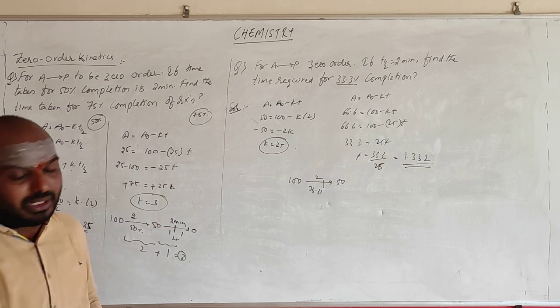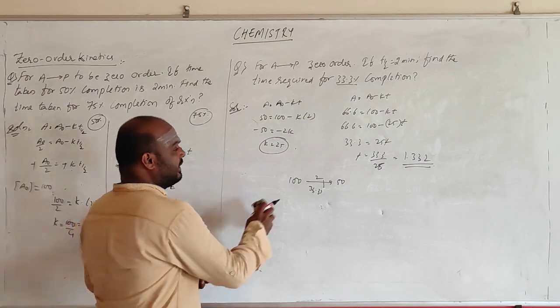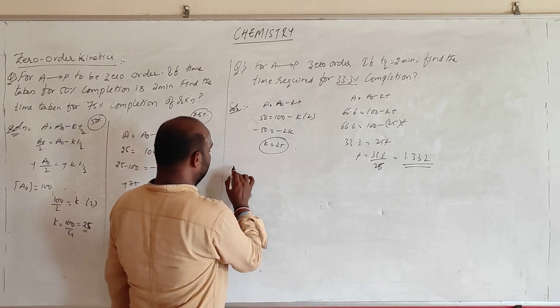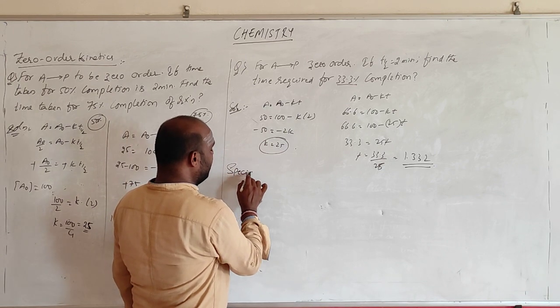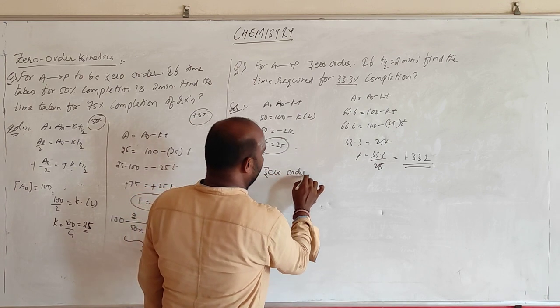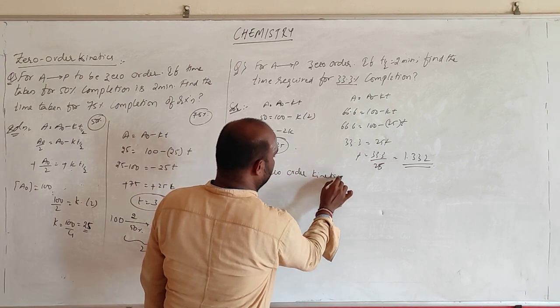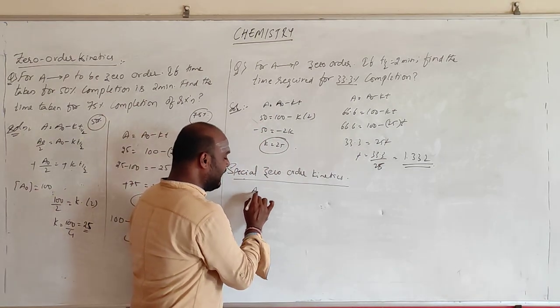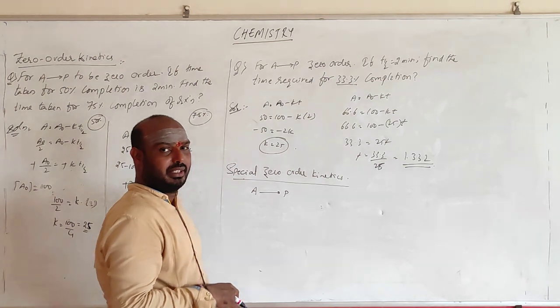And there is one more condition, which is called special zero order kinetics. Whatever we have learned is only for the normal cases. We have learned the condition like A getting converted to product. No problem with this. This is okay.